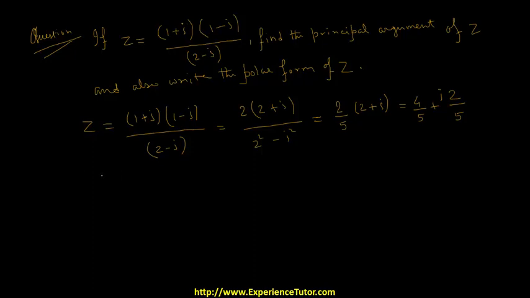Principal argument of z is equal to tan inverse y by x, which is 2 upon 5 by 4 upon 5, is equal to tan inverse half.